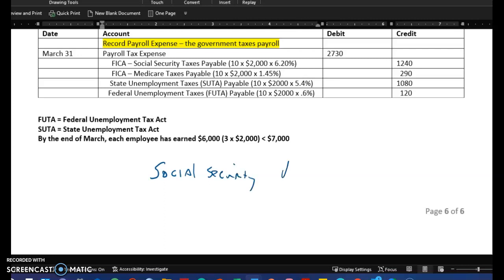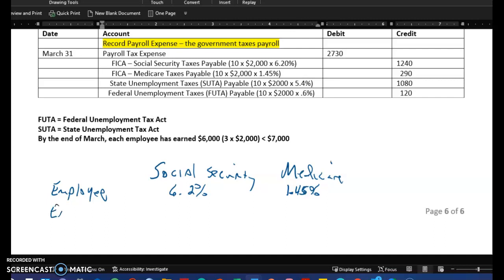That's Social Security and Medicare. When you get paid, you're the employee. They take 6.2% out of your check if you're an employee for Social Security. They take 1.45% out of your check for Medicare.